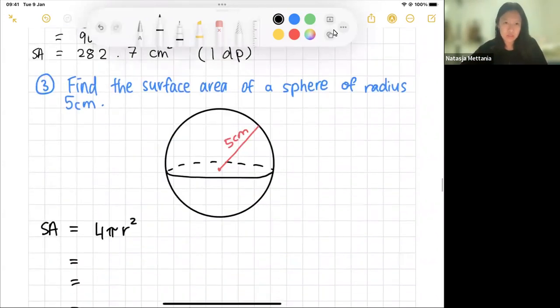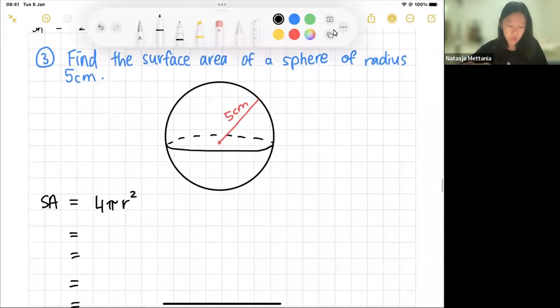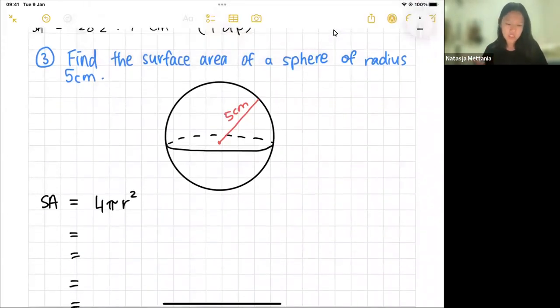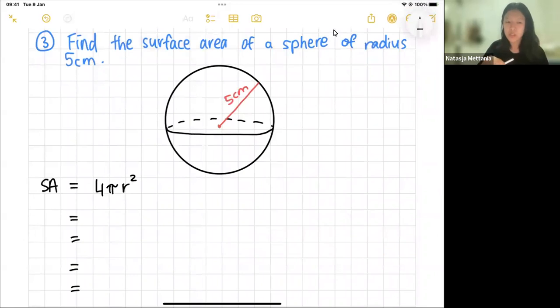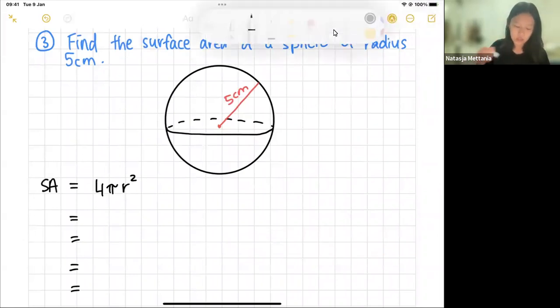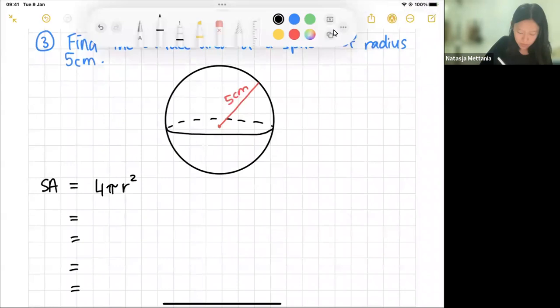Let's go to our third question. The third question says, find the surface area of a sphere of radius 5 centimeters. Again, draw and label. This question does not give me the diagram. I have drawn it now, put my radius as 5 centimeters, and written down my formula for how to figure out a surface area of a sphere.